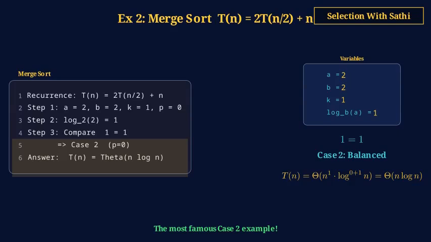This makes perfect sense if you think about the recursion tree. There are log n levels, and at each level the total merge work across all nodes is O of n, and work per level times log n levels gives n log n. Merge sort is the most important application of case 2.